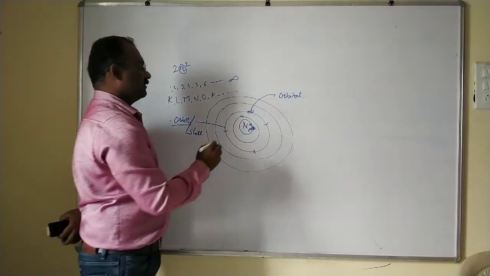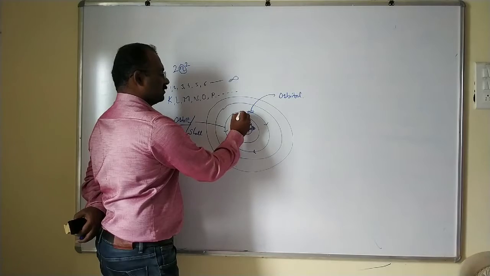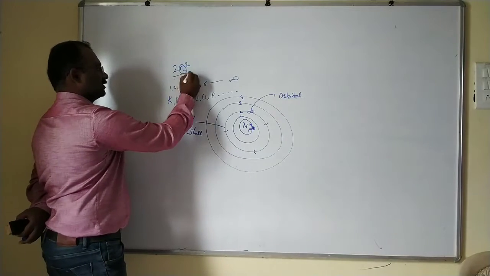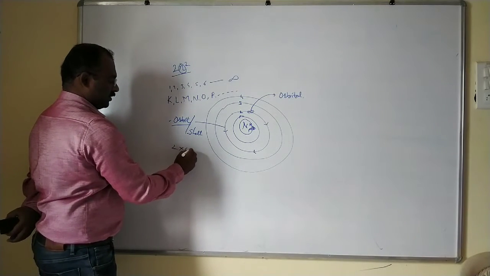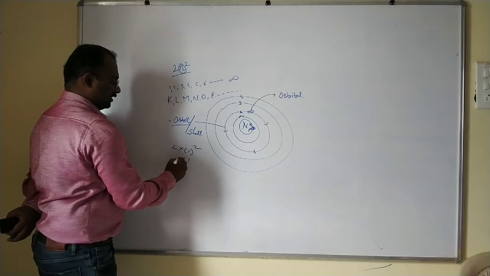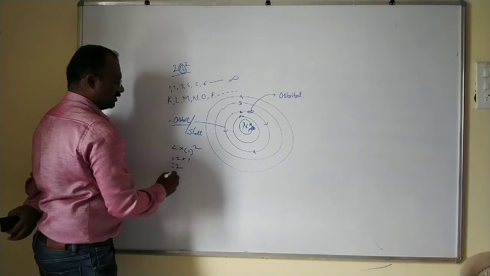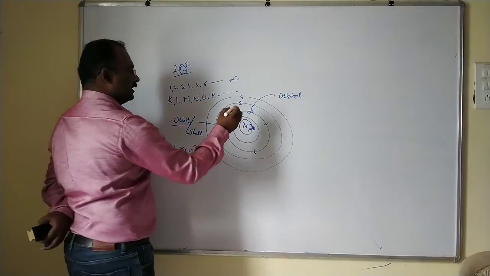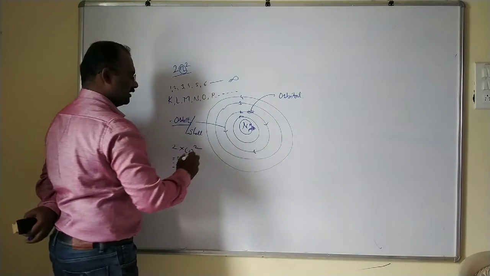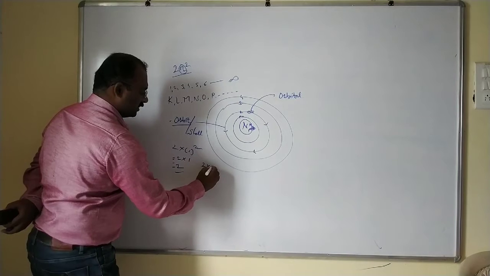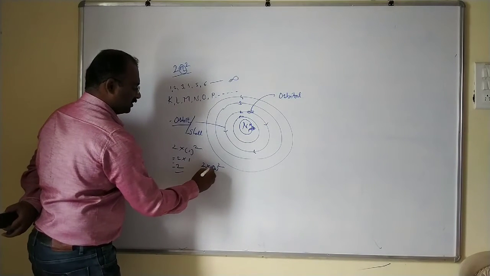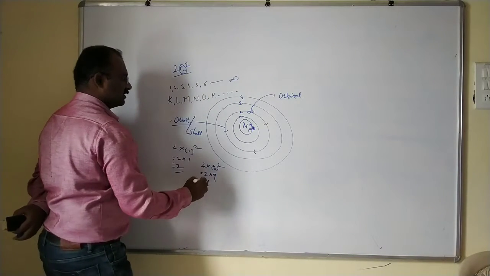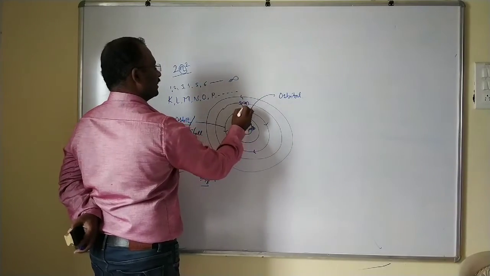Suppose we have to calculate the maximum capacity of the first orbit. On the basis of 2n square, it is 2 into 1 square. 1 square means 1, into 2, that is equal to 2. It means the maximum capacity of the first orbit is 2. When we have to calculate the maximum capacity for the third orbit, it is 2 into 3 square. 3 square means 9, 9 into 2, that is 18. It means the maximum capacity of the third orbit is 18 electrons.